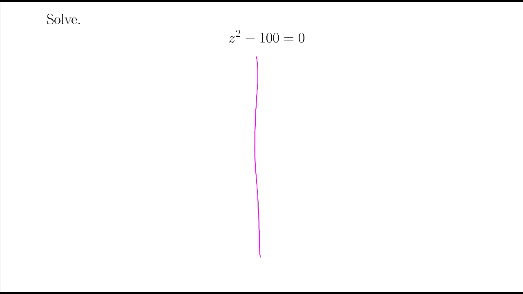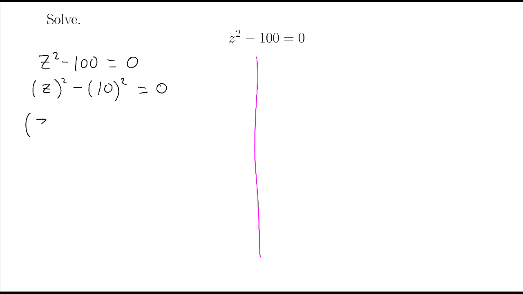So what I'm going to do is split this up and do it both ways. So z squared minus 100, the typical way where we factor it, we would have to recognize that this is a difference of squares, something squared minus something squared equals 0. In this case, it's z squared and 10 squared. Okay, and so if you recall, this will factor to be z plus 10, z minus 10, right? Difference of squares.